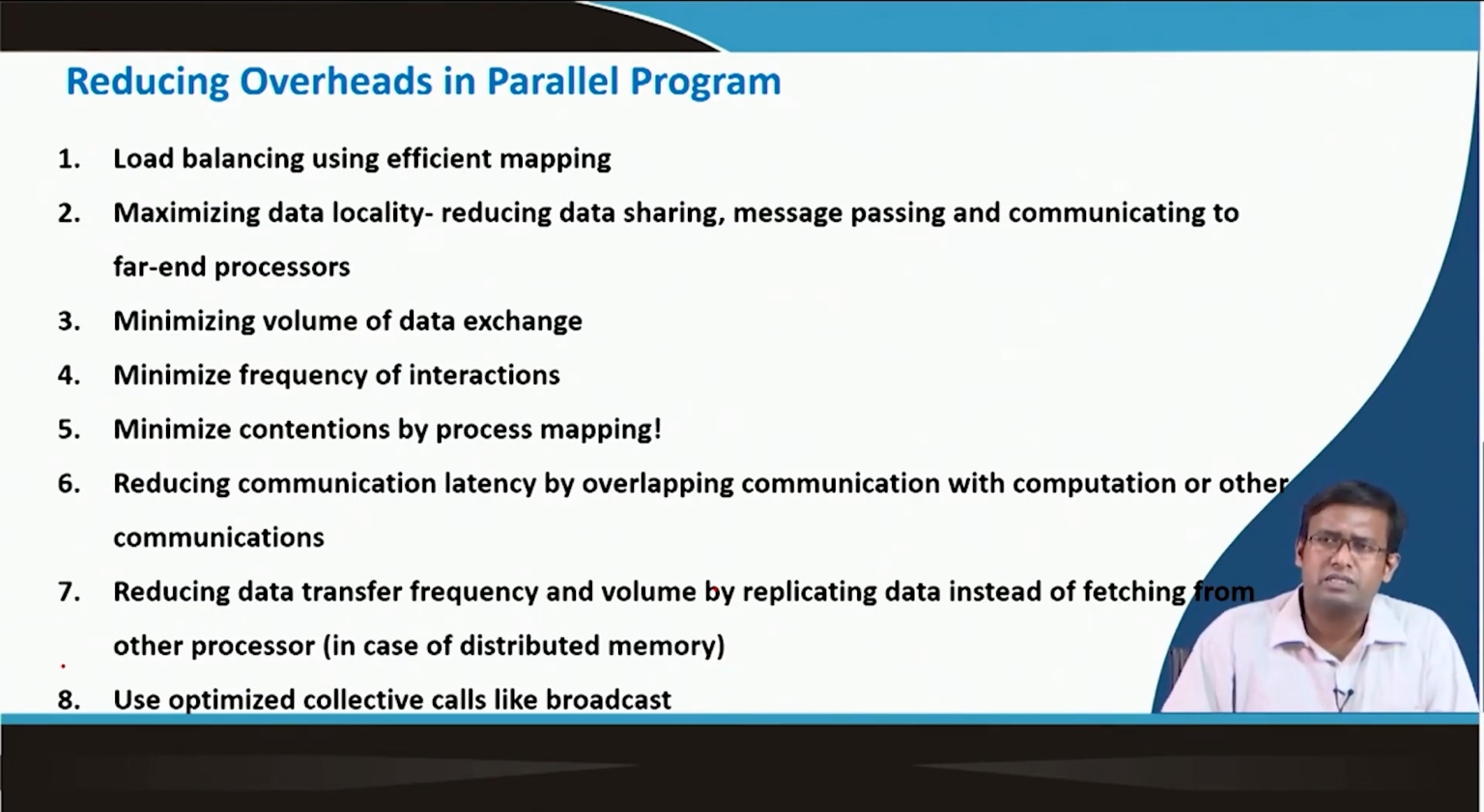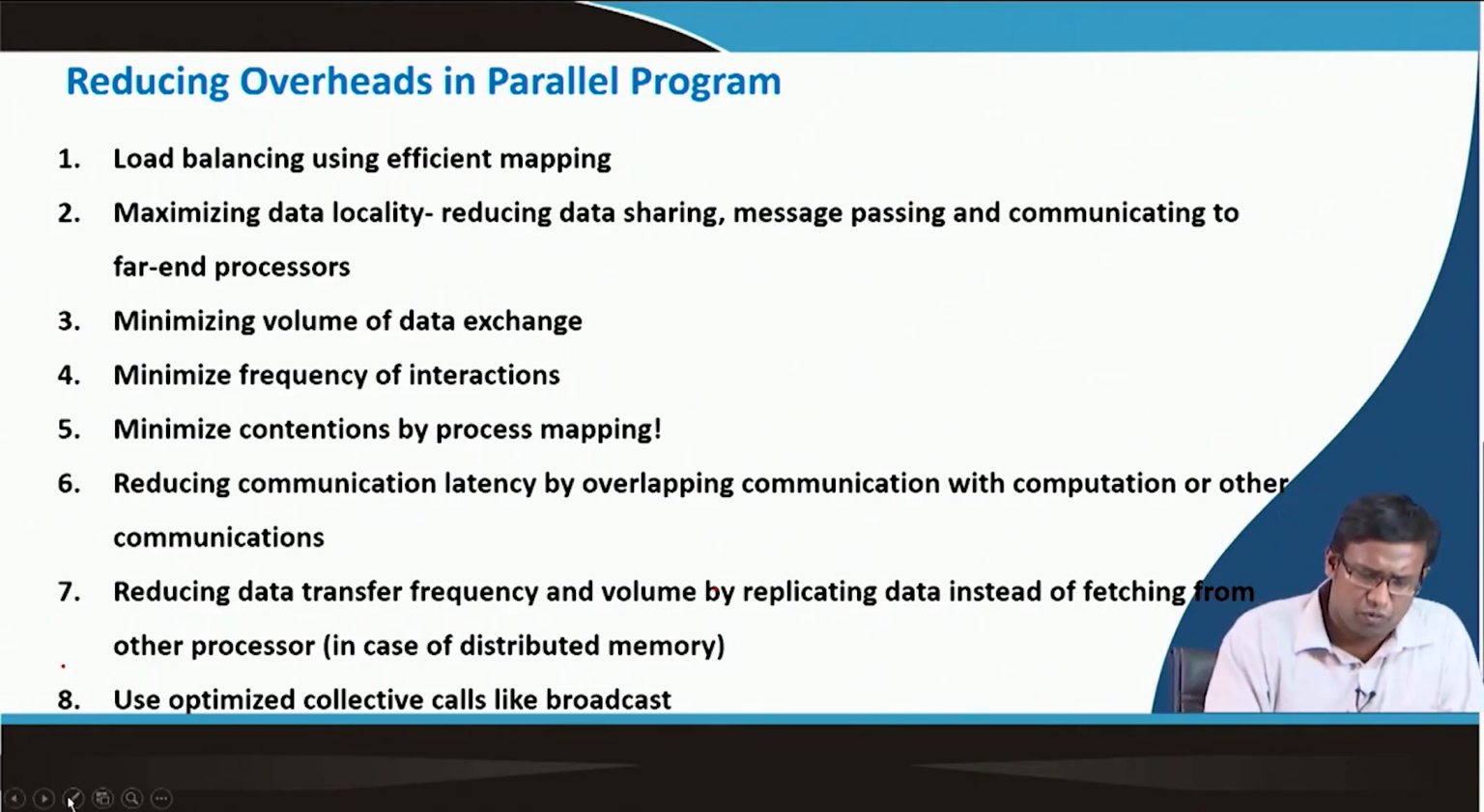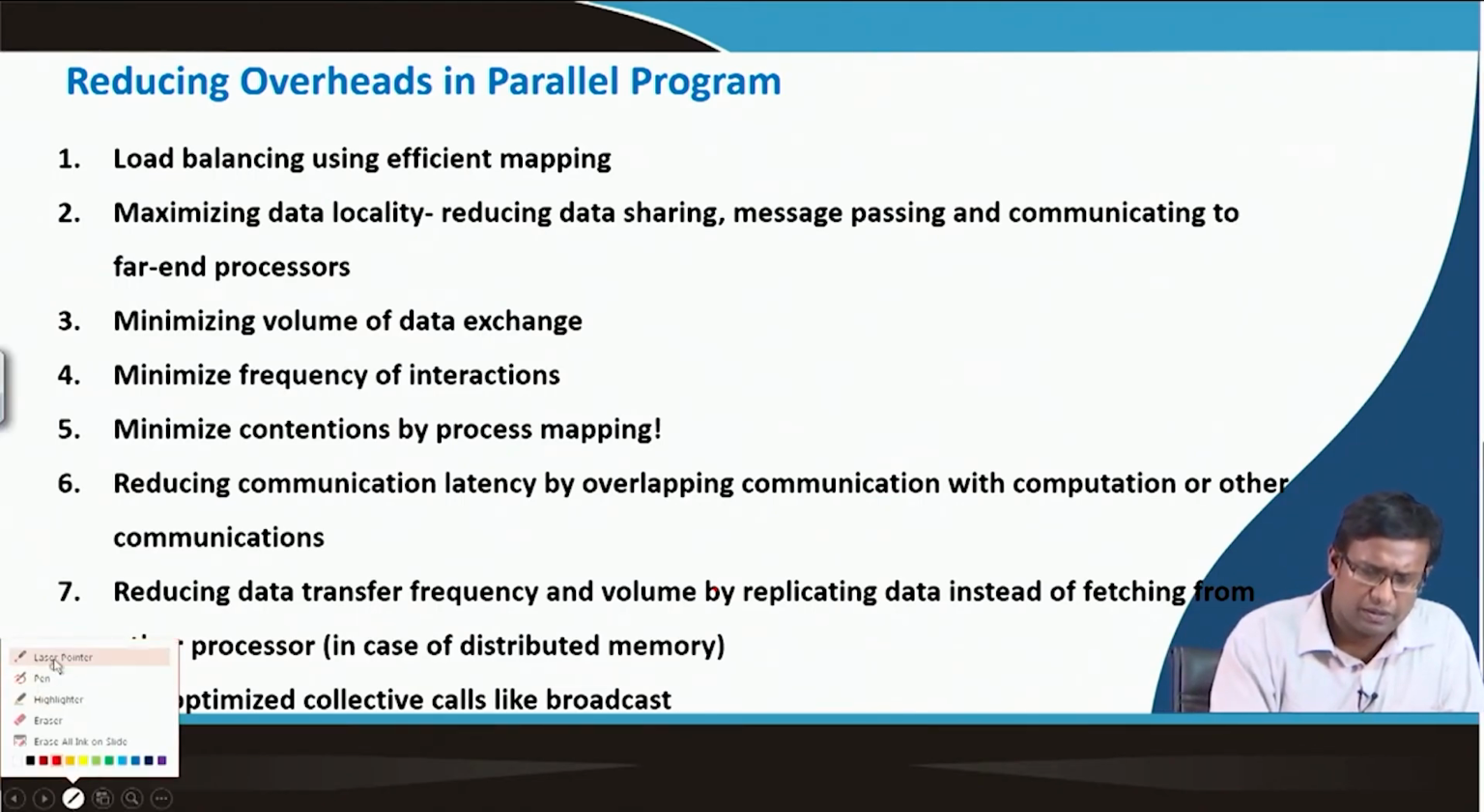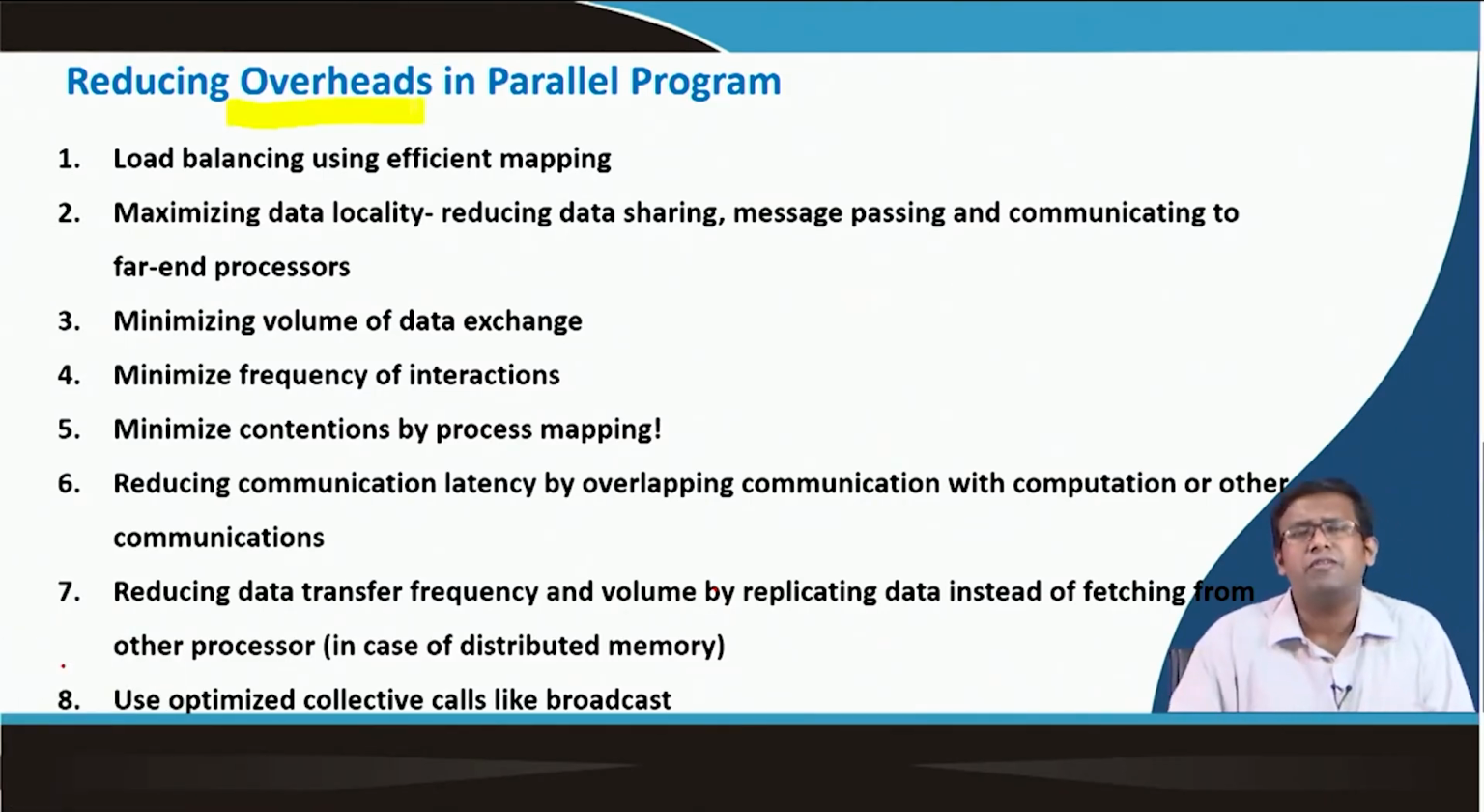We have discussed this earlier also, but I thought it is important to discuss it again, because this is something on which the efficiency of the parallel program depends. So in the next discussion after this class, we will discuss performance metrics of parallel processors, and we will see that this particular term, overhead, is a very vital parameter while quantifying the efficiency of a parallel processor.